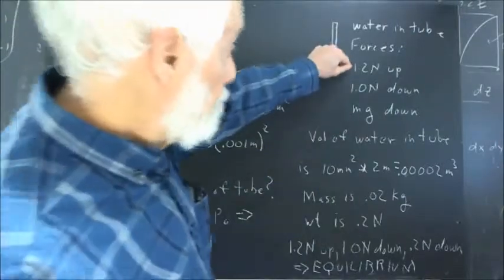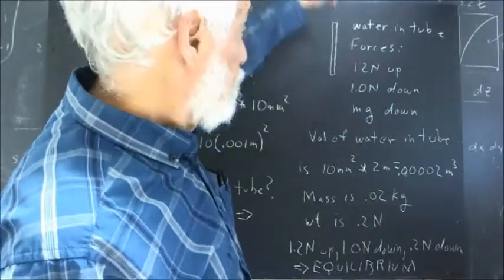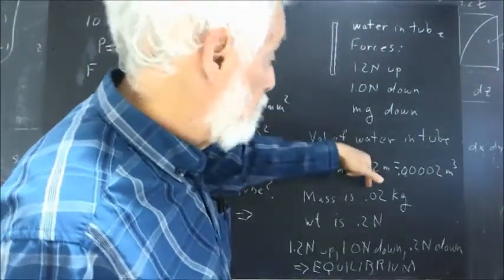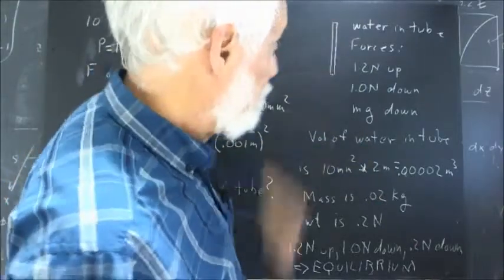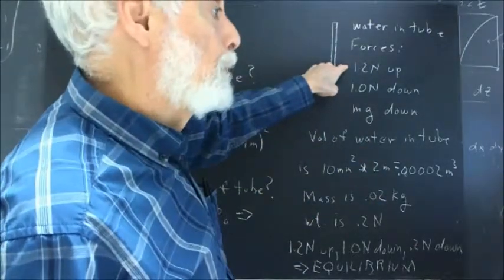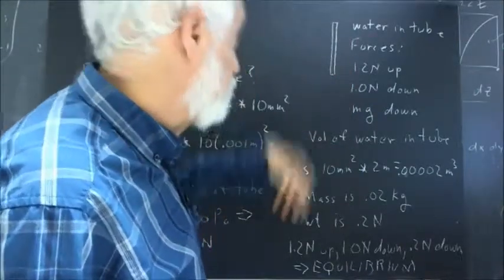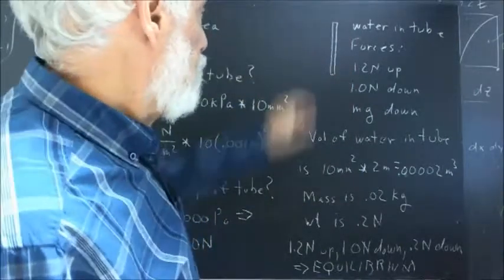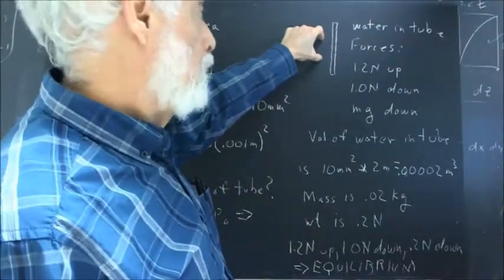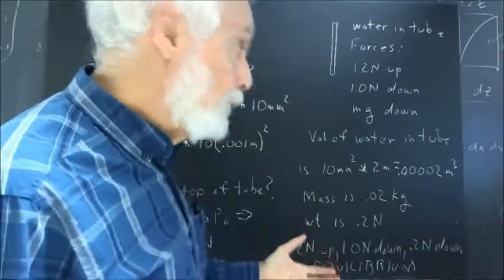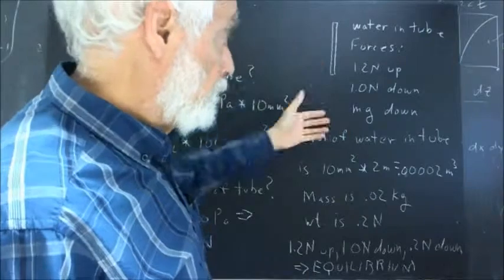So now we have 1.2 newtons up, 1.0 newtons down, and mg, which is 0.2 newtons down. Well, the ups total 1.2, the downs 1.0 and 0.2 total 1.2, so we conclude that the water in the tube is in equilibrium. Now, of course, we already knew that, but this is a nice consistency check.